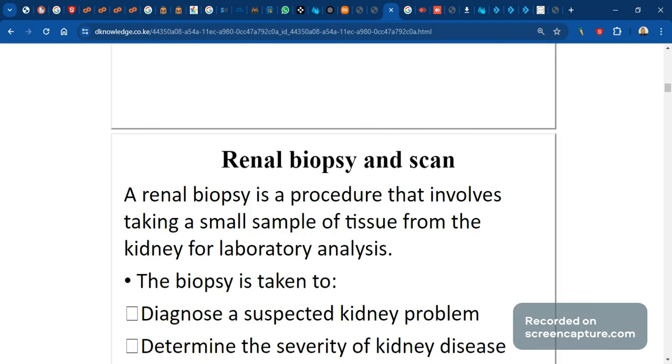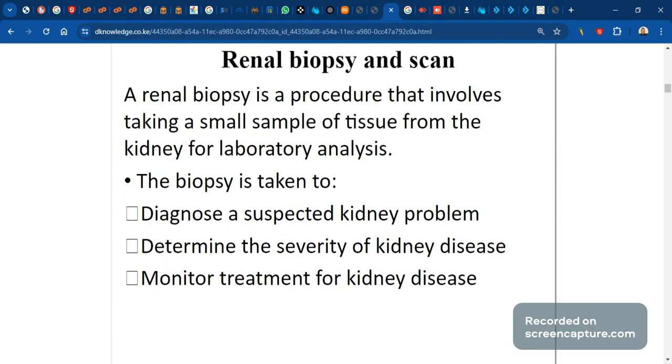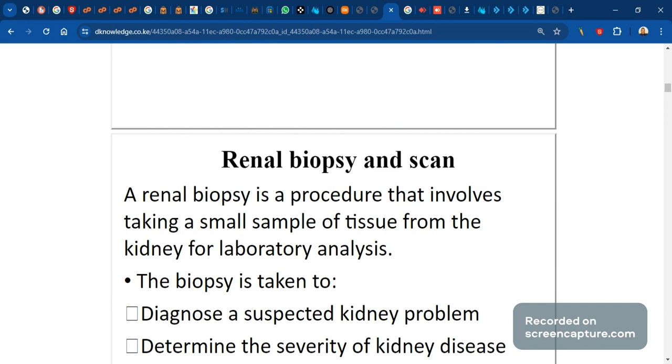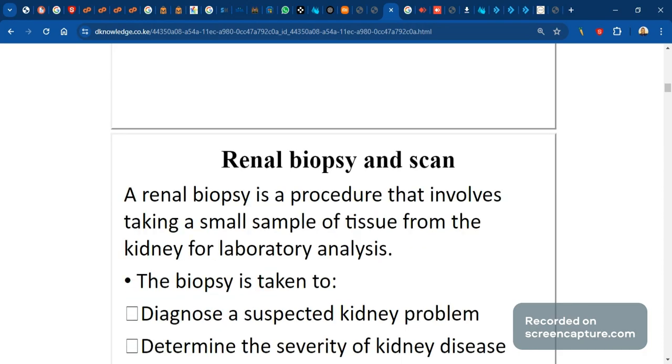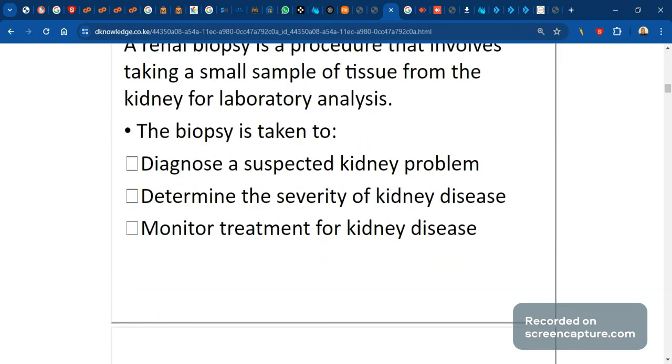Now, renal biopsies and scans. A renal biopsy is a procedure that involves taking a small sample of tissue from the kidney for laboratory analysis. When we talk about biopsy, we take pieces of tissue from a living organism. But autopsy is when pieces of tissue are excised from a dead organism, be it a dead human body, a dead cow, or anything dead. That is autopsy, but for biopsy, it is a living one. The biopsy is taken either to diagnose a suspected kidney problem, especially cancer or tumor, to determine the severity of kidney disease, or to monitor treatment for kidney disease.